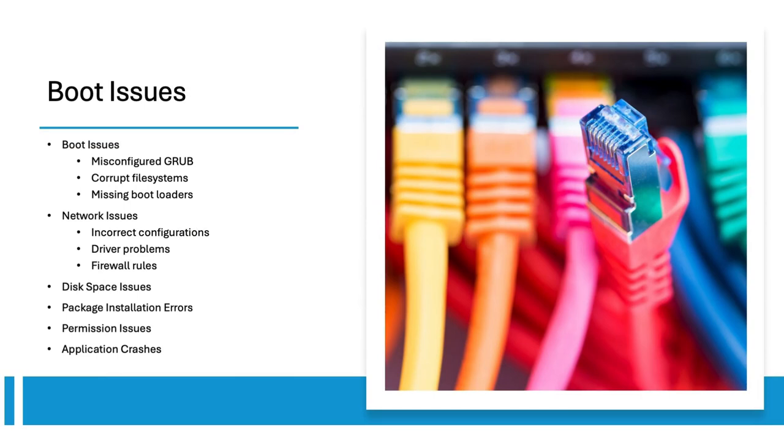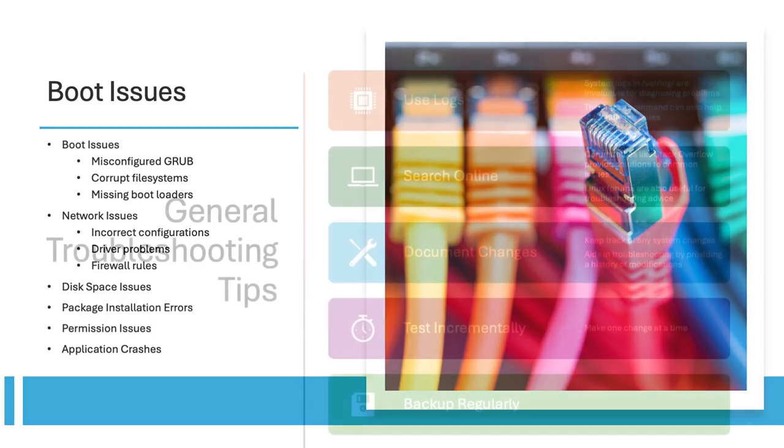System issues can arise from various causes. Boot issues may be due to misconfigured grub or corrupt file systems. Network issues often stem from incorrect configurations or driver problems. Running out of disk space can cause instability. Package installation errors are usually due to broken repositories. Permission issues occur when users lack necessary rights, and applications may crash due to missing dependencies.